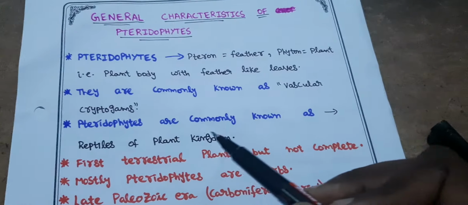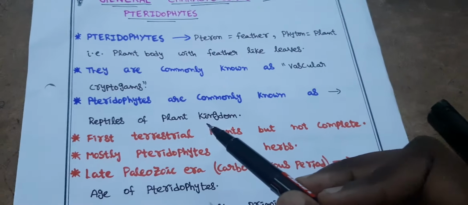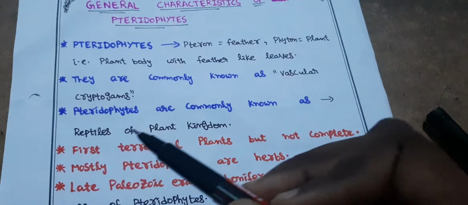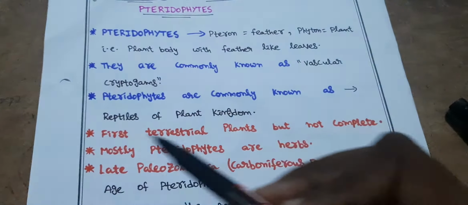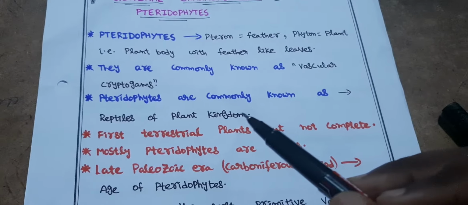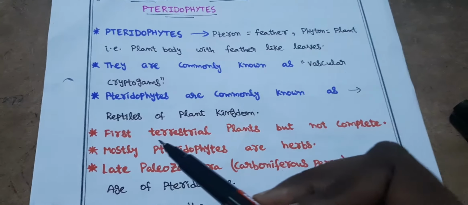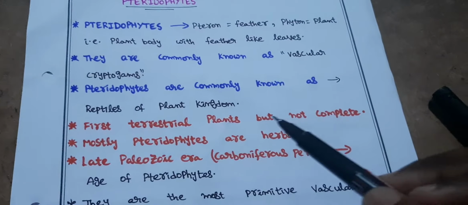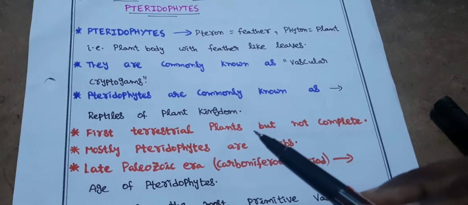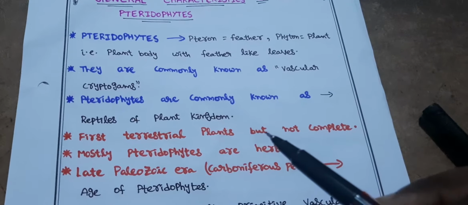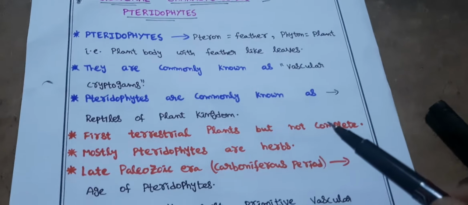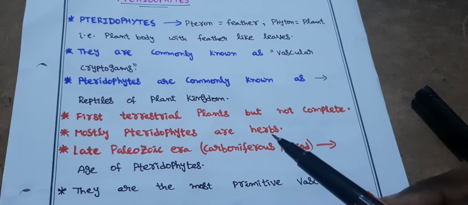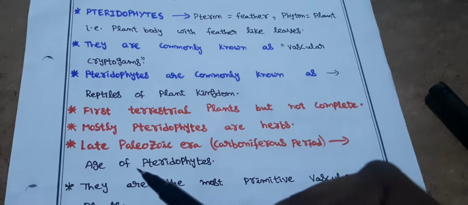Next, pteridophytes are commonly known as reptiles of plant kingdom because these are the first terrestrial plants. So these are known as reptiles of plant kingdom. This is an important point for the people who prepare for competitives. First, terrestrial plants, but not complete because they are not completely terrestrial. For what? They need water for their fertilization. Mostly pteridophytes are herbs, small plants, and some are woody, those are exceptions.